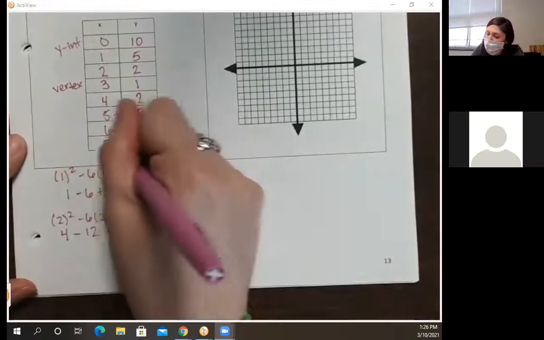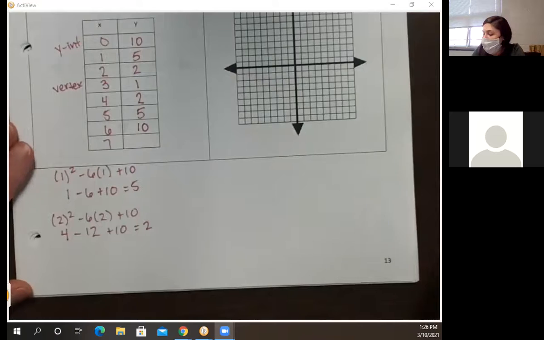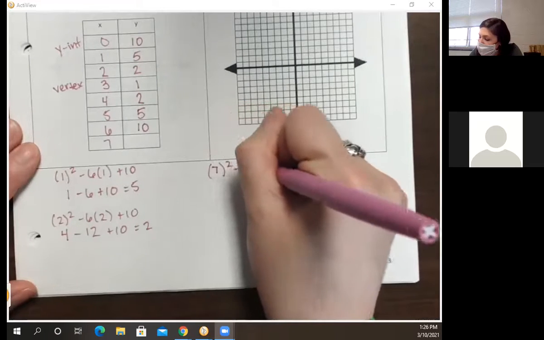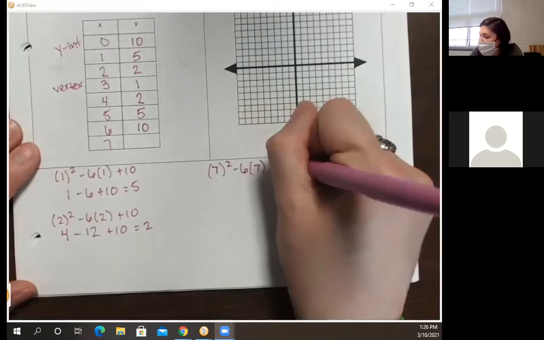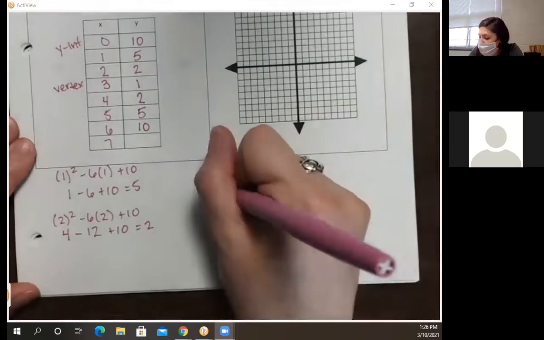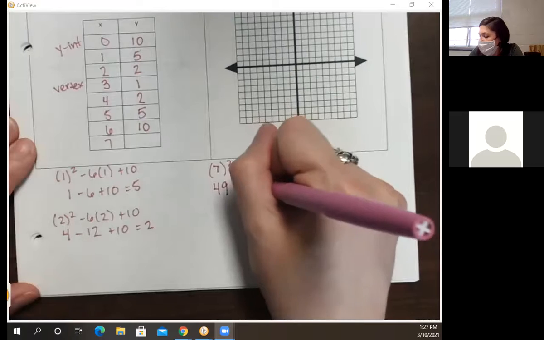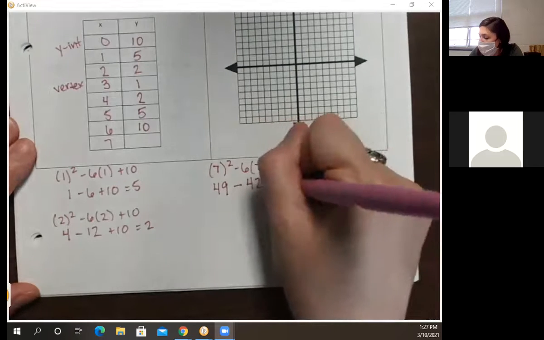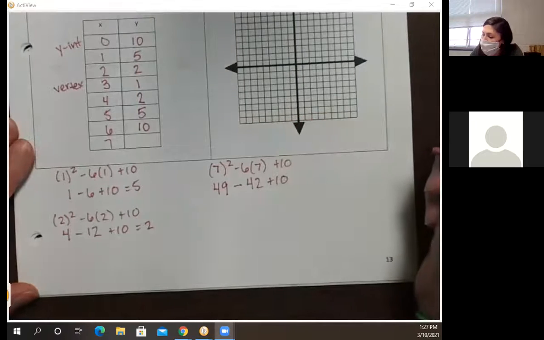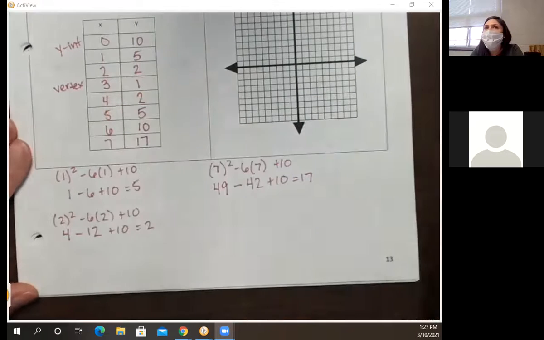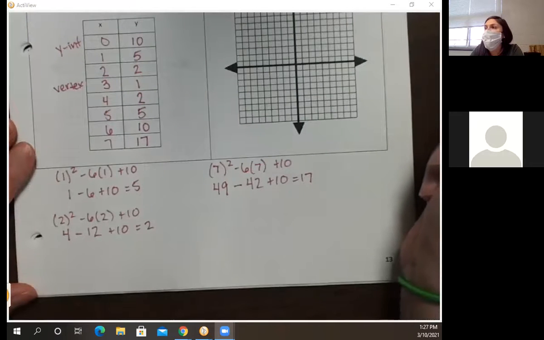Now I have one last value that I'll have to plug in for x. So 7 squared minus 6 times 7 plus 10. 7 squared is 49, minus 6 times 7 is 42, plus 10. 49 minus 42 plus 10 would be 17. There's my final y value for my table.